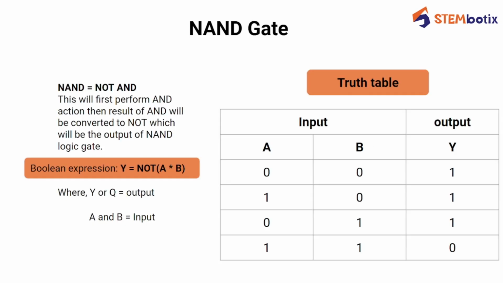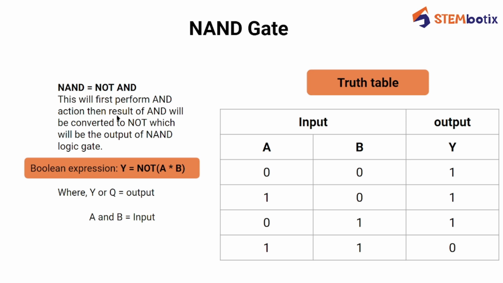Let's first see the NAND gate. NAND, it has N, A and D. You can see that it has a part of AND gate because it has A and D written over here. And this N stands for NOT gate. Means this is the gate which is made by combining the AND gate and NOT gate. So NAND is equal to NOT plus AND.